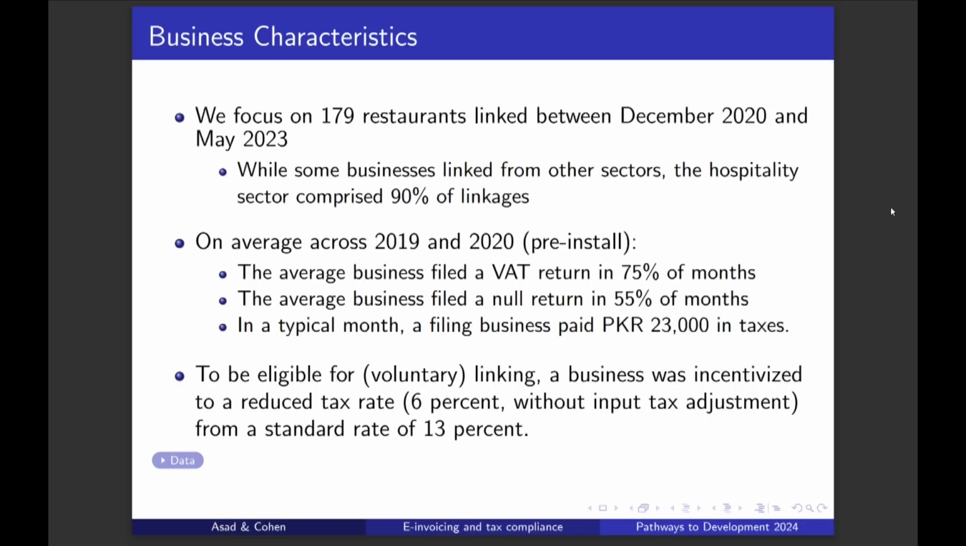out of those 240 businesses that were linked, eventually we had some issues with the data. So the final sample is 179 businesses that were linked between December 2020 and May 2023. As I mentioned, most of this penetration is in the hospitality sector, which is restaurants, some tourist companies, hotels. There were some beauty parlors that were also linked, but most of my discussion is focused on the hospitality sector, just to give you context of what kind of businesses we are talking about.